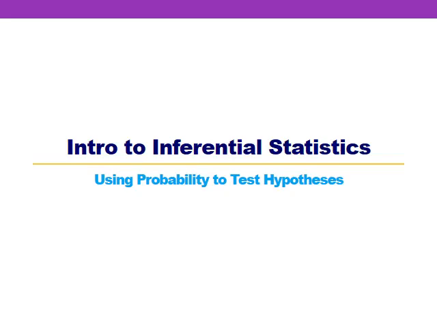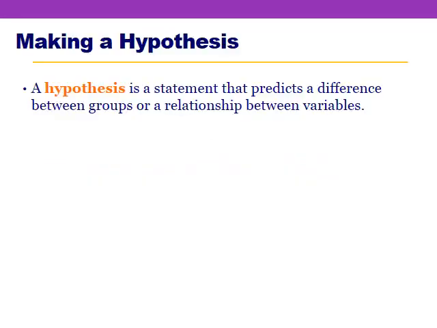The first thing I want to do is just quickly recap what we talked about at the end of Monday's class. We talked about how to write a good hypothesis. Remember that a hypothesis is a statement, not a question, that predicts either a difference between groups or a relationship between two variables. So for example, we might hypothesize that there is a relationship between height and weight, that people who are taller tend to weigh more.